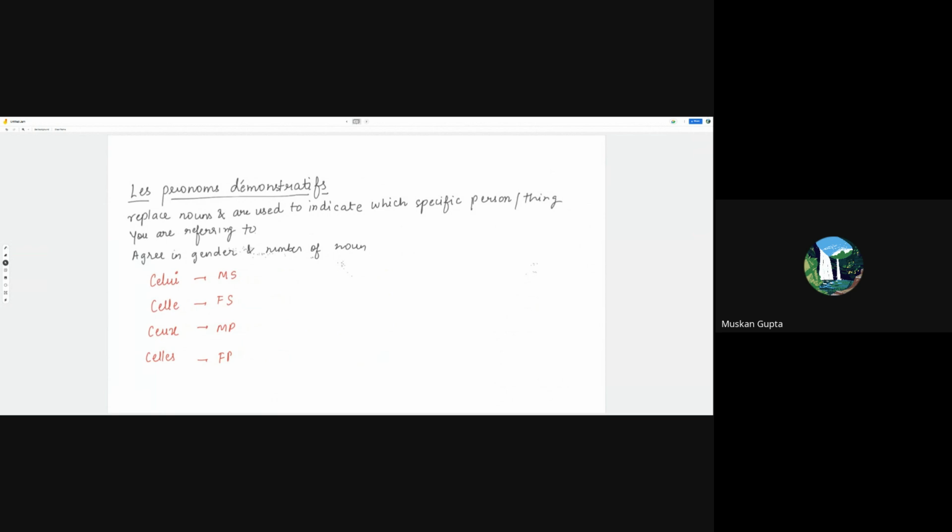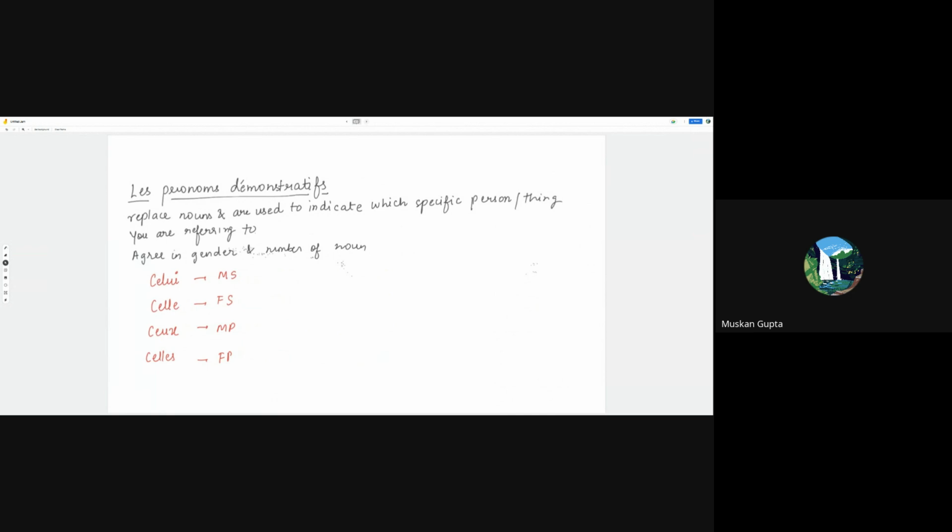Like if I'm talking about the car, let's say "la voiture est rouge," then I would not say "cette voiture." Instead, I can just use "celle." Now we have four forms again: celui for masculine singular, celle for feminine singular, ceux for masculine plural, and celles for feminine plural.